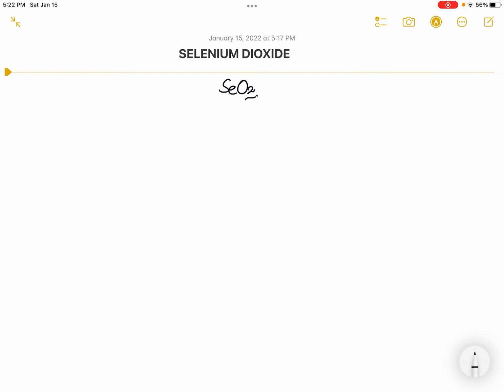It is selenium dioxide. It is prepared by oxidation of metallic selenium using oxygen of air, giving selenium dioxide SeO2. This is catalyzed by nitrogen peroxide, which we rarely use, N2O4. It is known as nitrogen peroxide. Nitrogen peroxide is the catalyst, and here selenium on oxidation gives you selenium dioxide.